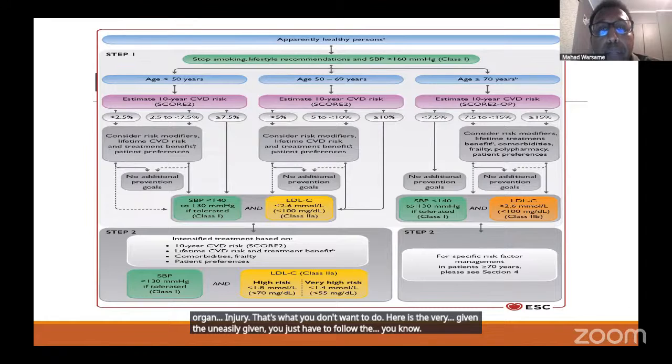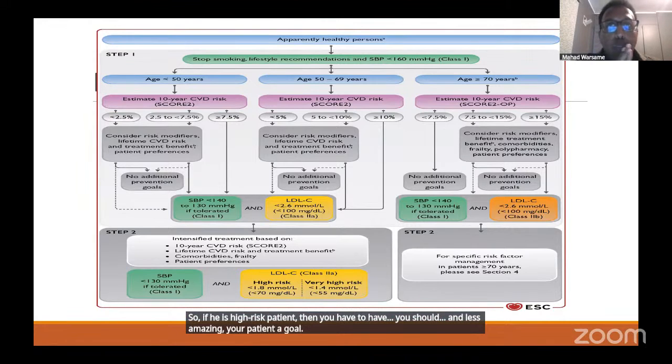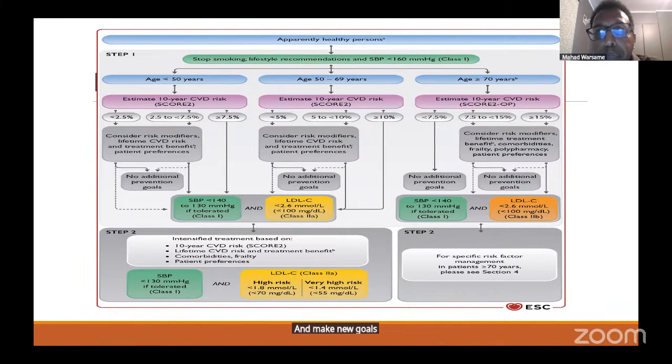the table here. So if he is a high-risk patient, then let's say your patient's goal is, I want your blood pressure to be under 100, I want your cholesterol to be at a certain level, so in 1 month or in 2 months, come back to me. He comes back to you, the goals are not reached, then you have to give cholesterol medication or treat the hypertension. You have to start treating and make new goals with your patient. Make sure that it's optimally treated.